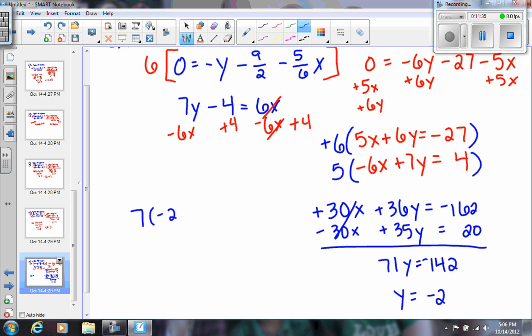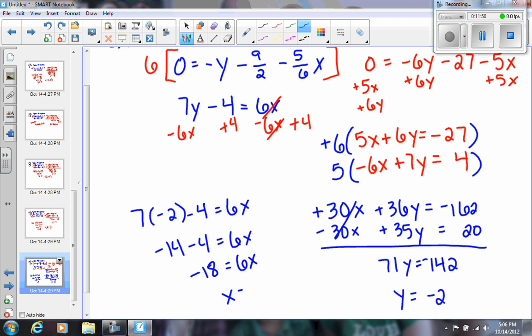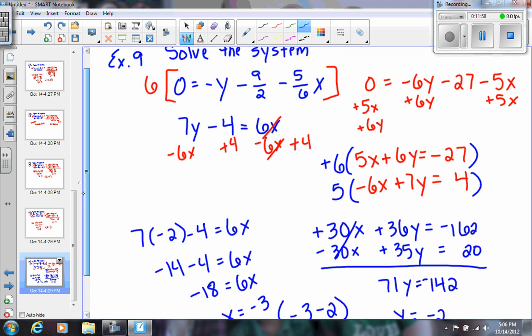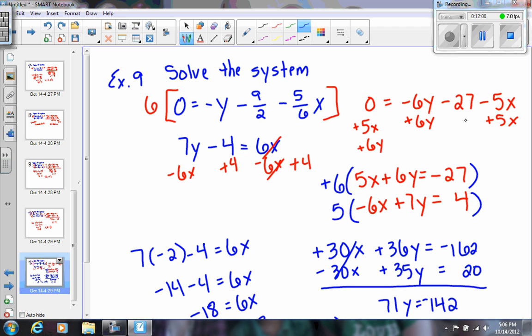7 times negative 2 minus 4 equals 6x. So we have negative 14 minus 4 equals 6x. So negative 18 equals 6x. So x equals negative 3. So our solution, negative 3, negative 2. So the trick on that is just to use fraction busters, get it into a form you can work with.